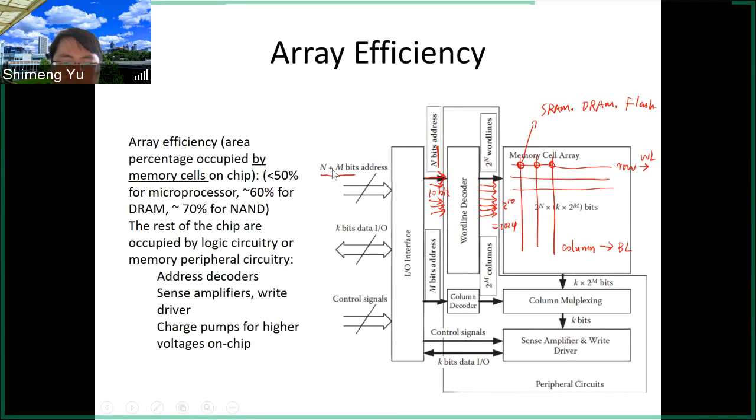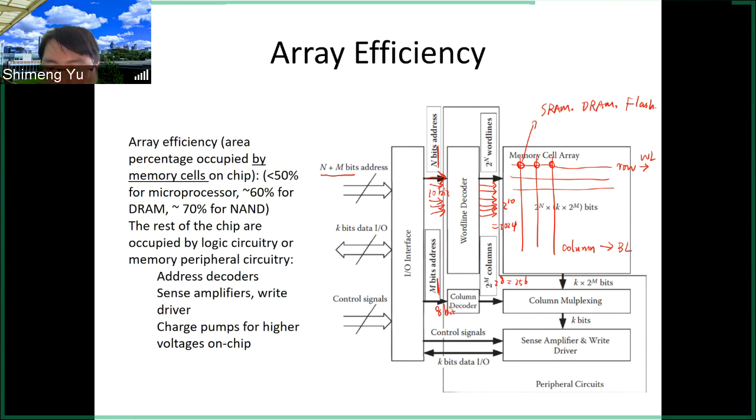Similarly, we need the column address, m bits here. This m bits is for the column decoder, and this will identify which column you are going to select. So we need to use multiplexing to select which column we want to read the data from. Again, for example, if you have 8 bits, then 2 to the power 8 columns will be 256.